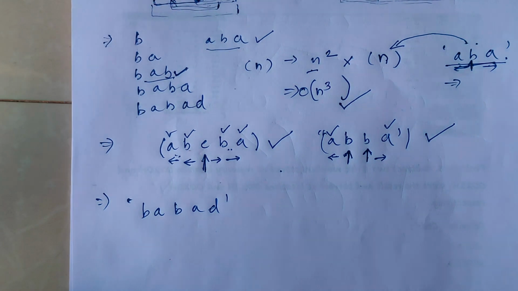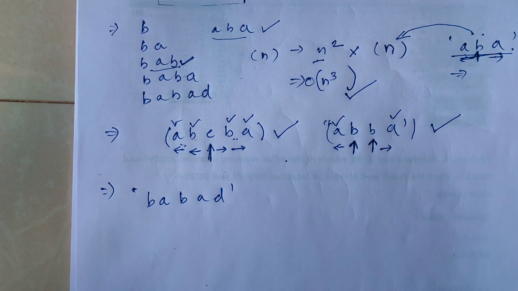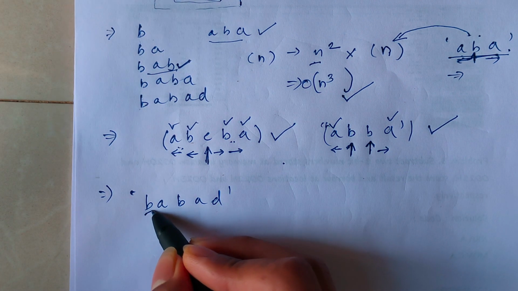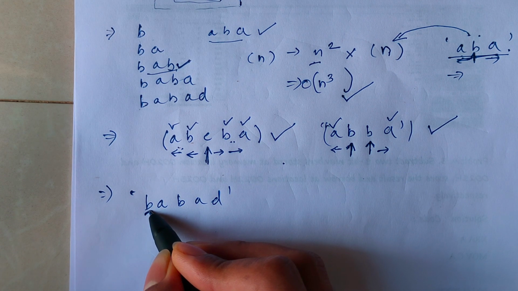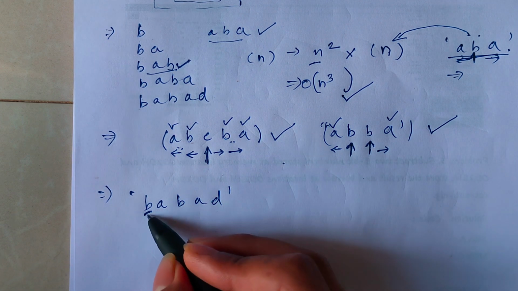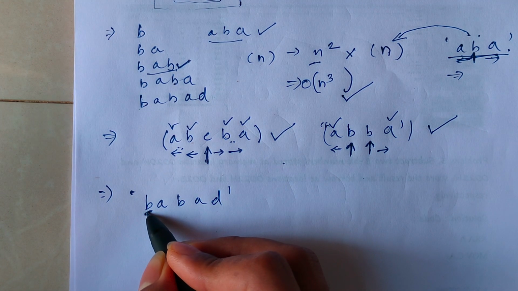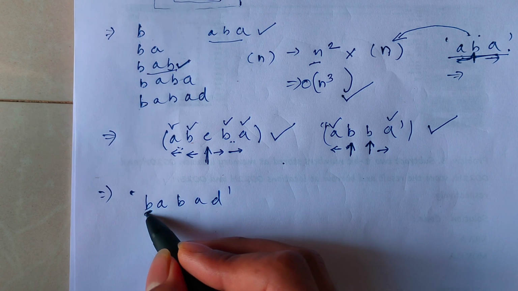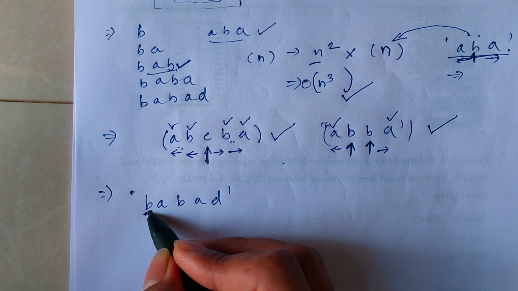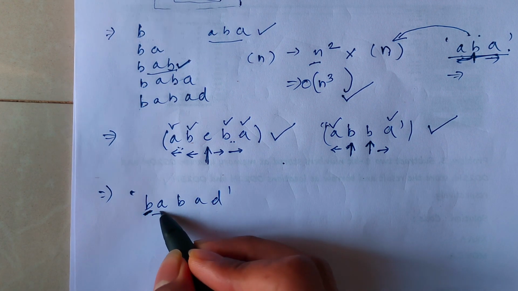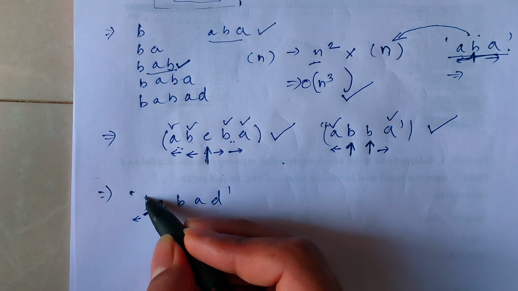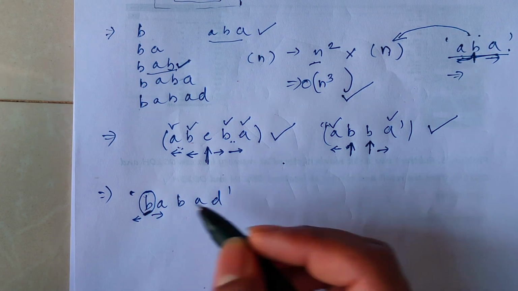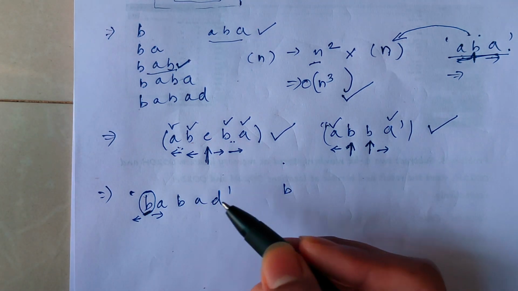So we would check every substring having the character as a middle element. Suppose B is the middle element, which string could be a palindrome having B as the middle element? If we go right, if we go left, there is nothing on the left, so only B could be the middle element, and B is a palindrome, right? So B could be our answer.